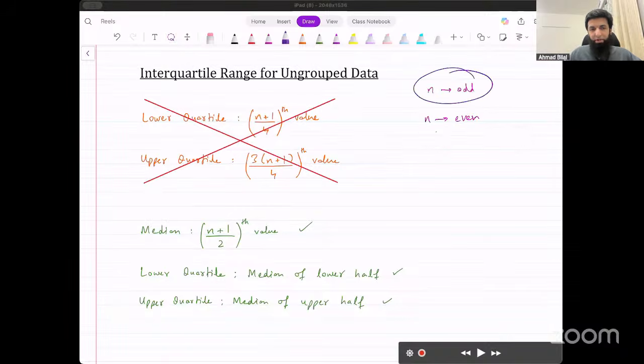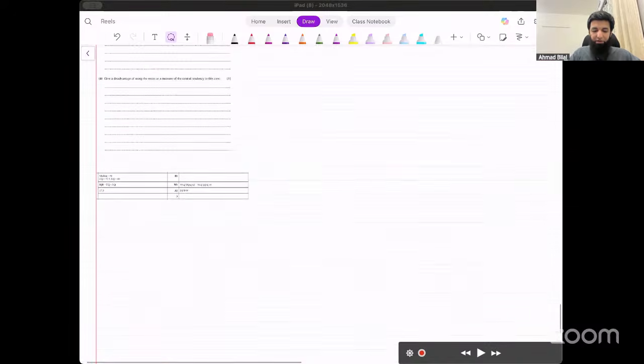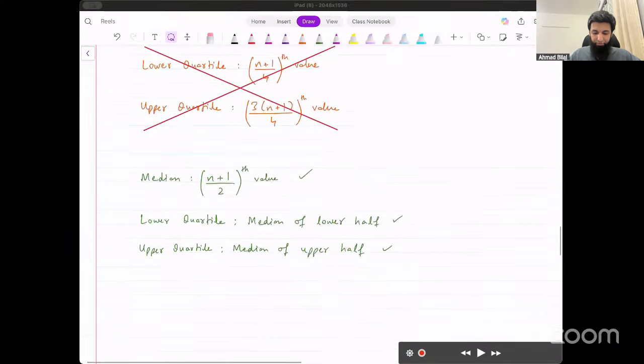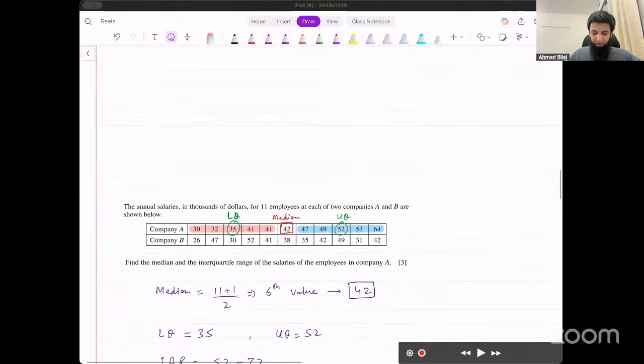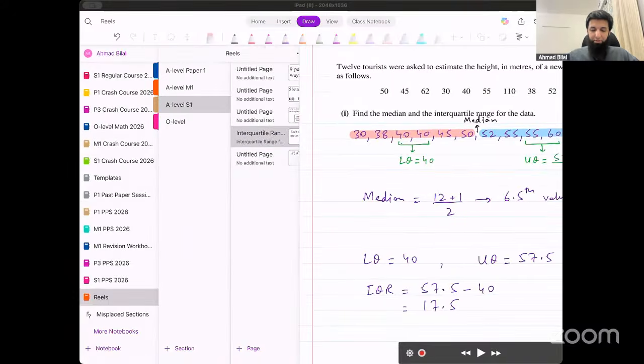If n is odd, it generally is going to be safe. But when n is even, it does not give you the correct result. What would you do in that case? The method that we have discussed: median of the lower half is lower quartile. Median of the upper half is upper quartile. Okay, you need to make sure that you remember this as well.